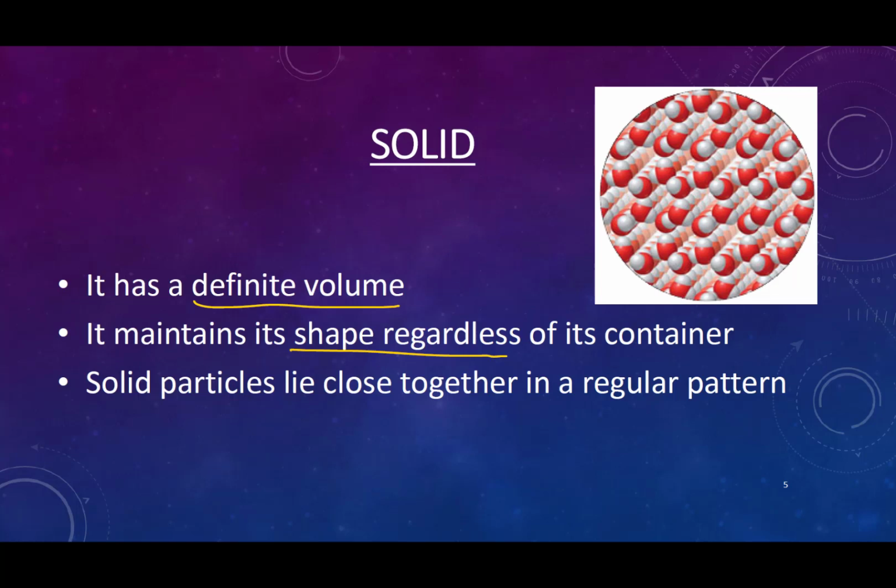Also, solids have a regular pattern. If you look at the example here, if you look at the molecules, you see they repeat themselves. They have a regular pattern. Okay, because the particles, first of all, lie close to one another, and that gives it a regular pattern. Once more, solids have definite volume, they have a definite shape, and they also have a regular close-packed structure. Okay.